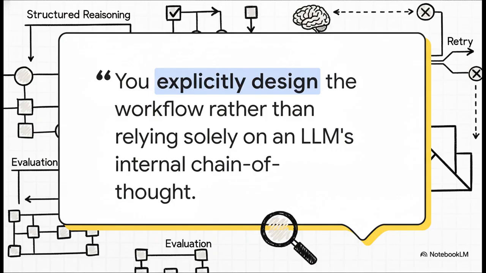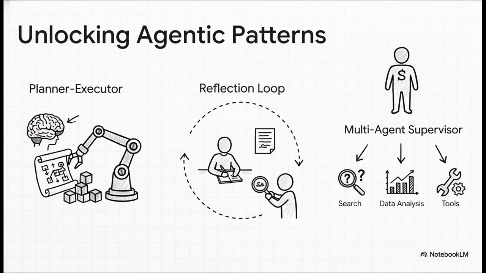The graph is explicitly designed to think, to evaluate its own work, and to adapt its strategy on the fly. Just like a person would. And once you have this stateful, cyclical architecture, you unlock a whole new world of powerful agentic patterns.